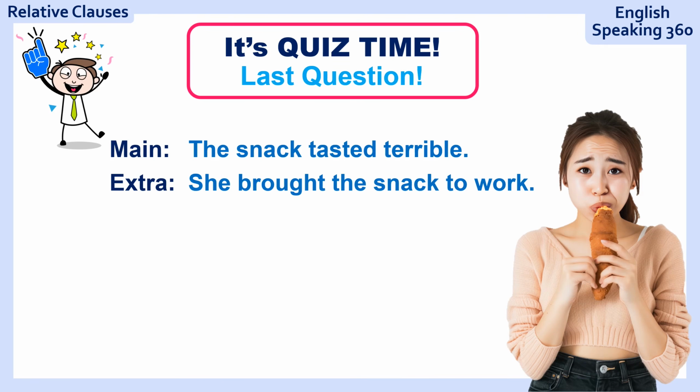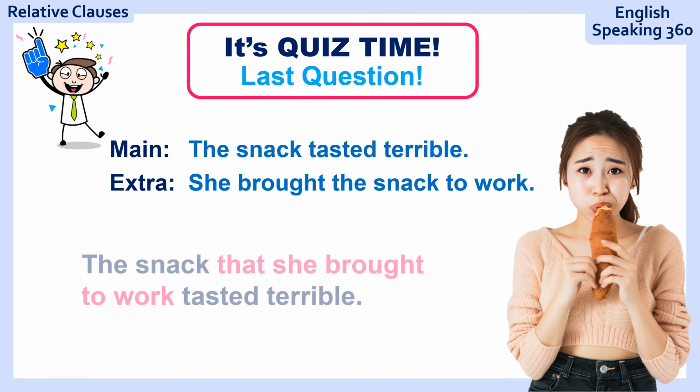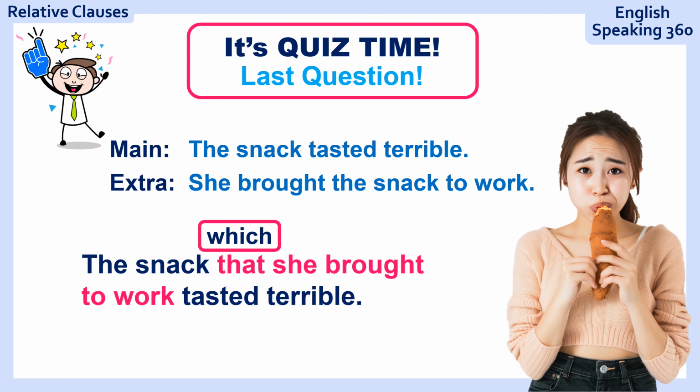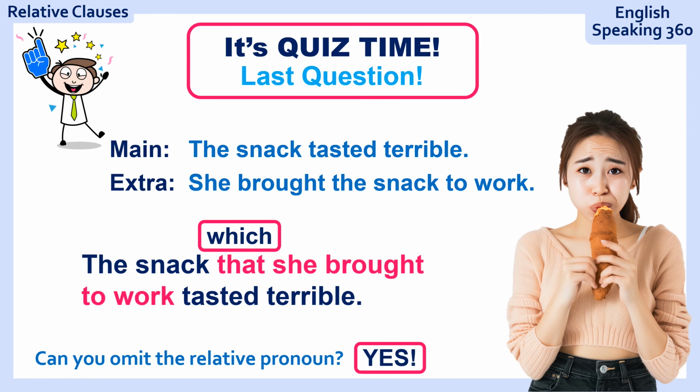Last question. The snack tasted terrible. She brought the snack to work. Ready? Here's the answer. The snack that she brought to work tasted terrible. That can also be replaced with which, the snack which she brought to work. Can you omit the relative pronoun? Yes, you can, because who brought the snack? She brought the snack. So that and which are object because they replace the snack. So you can remove them. The snack she brought to work tasted terrible.